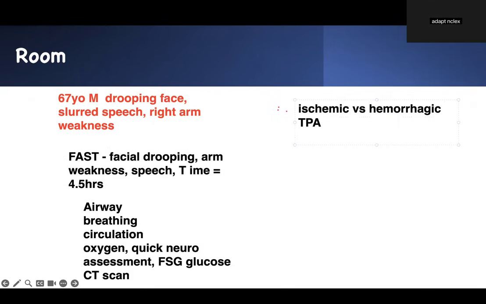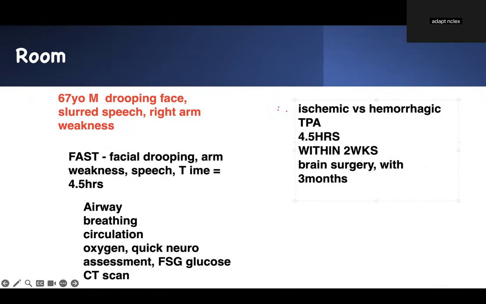We'll give TPA. Number one, I told you, you should be within 4.5 hours. You should not have any surgery within what? 2 weeks. That's the key. Within 2 weeks. After 2 weeks, you're safe. You should not have any brain surgery or brain injury within what? 3 months. Your blood pressure should not be uncontrolled.